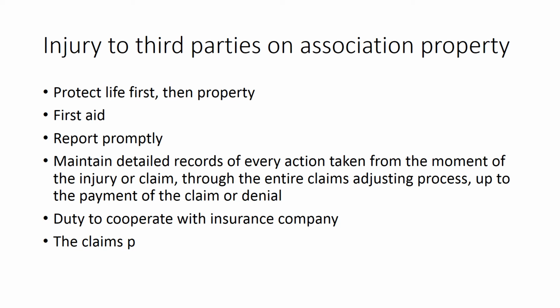Now, what about injury to third parties on association properties when, unfortunately, it happens? First thing to understand is protect life first, then worry about property. Render first aid. That's why you should have a plan in place, but be in a position to render first aid to injured parties first. Worry about property later. And then report anything that might lead to a claim against the association as soon as possible to the insurance carrier. Don't wait. And maintain detailed records of every single thing any association person does, from the moment of the injury or the claim through the whole claims adjusting process up to the payment of the claim or denial of the claim.